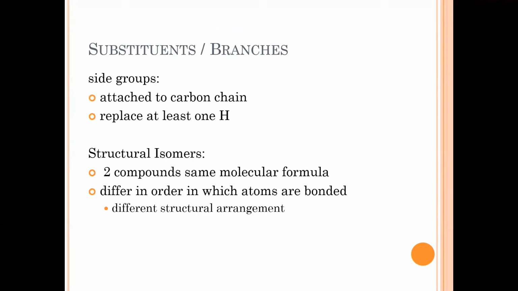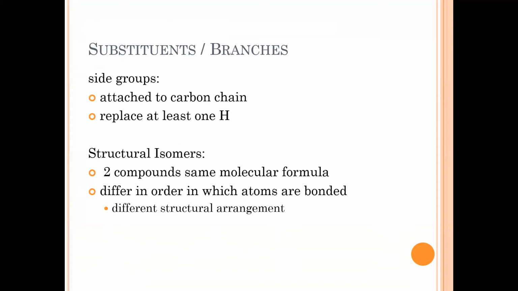Now we're going to get into some of the harder parts, and the harder parts are when we talk about having what we call substituents or branches. These are things coming off of the actual chain, some form of another group. It could be a halogen that's going to replace the H, or it could be another carbon-based group. Okay, so it's something attached to the carbon chain.